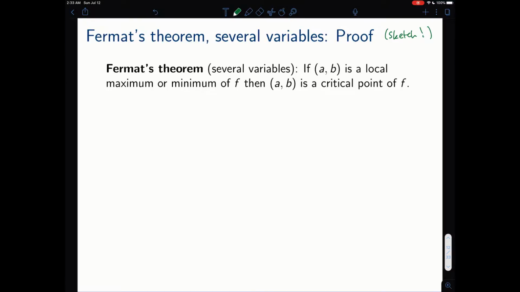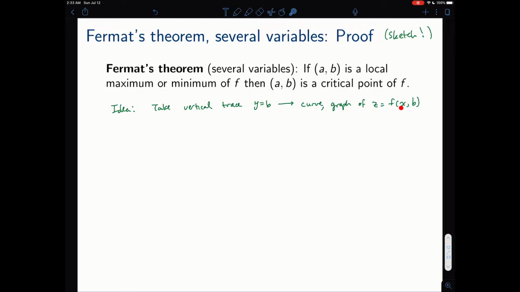A reminder: Fermat's theorem for several variables is the statement that if we have a point which is a local maximum or minimum of f, then that point is a critical point of f, meaning that the gradient is 0 or undefined. How do we know that's true? The idea is to take the vertical trace y equals b, and now you're looking at a curve which is the graph of z equals f of x, b.